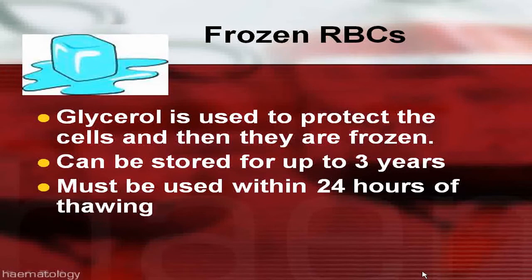We can also have frozen red blood cells. And to freeze the blood, glycerol is added, and that will actually protect those red blood cells so that they can be stored for up to 3 years. If you had someone who was doing an auto or an autologous donation, they would be putting glycerol to help protect those red blood cells so that they can be stored.